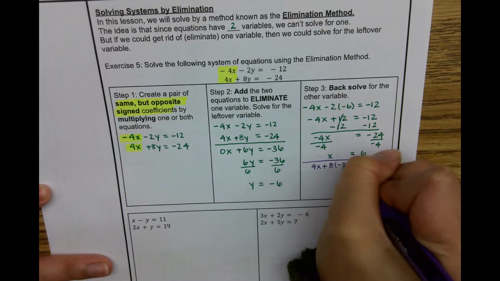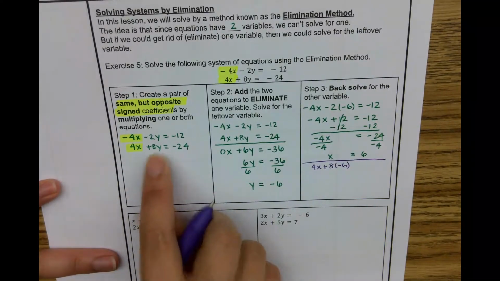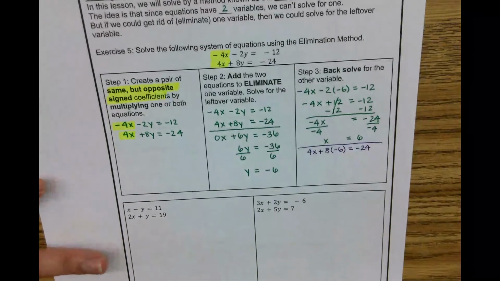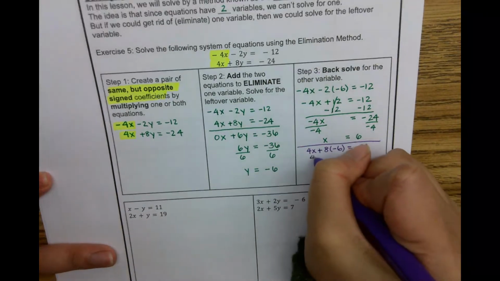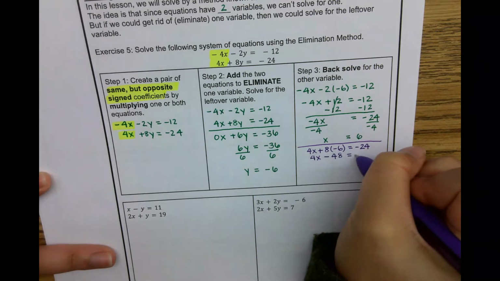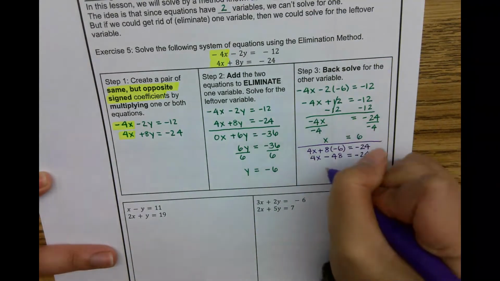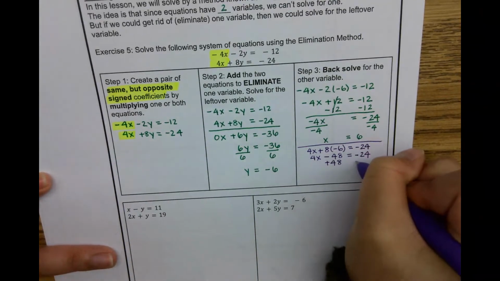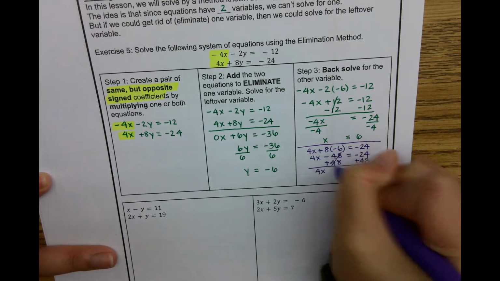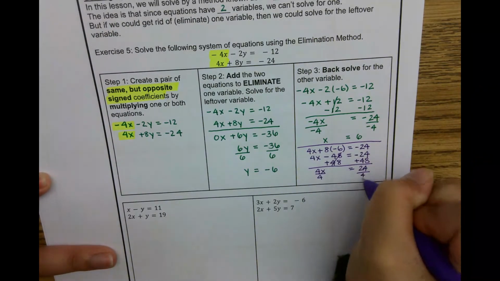Okay. So I'm plugging that y that I got here, y equals negative 6, into my second equation. And you should see that it doesn't matter. I should still get x equals 6 in the end. So 4x, 8 times negative 6 is negative 48. Then to get rid of the minus 48, I'm going to add 48. And I get 4x equals 24. And then again, when I divide by 4, I get x equals 6.